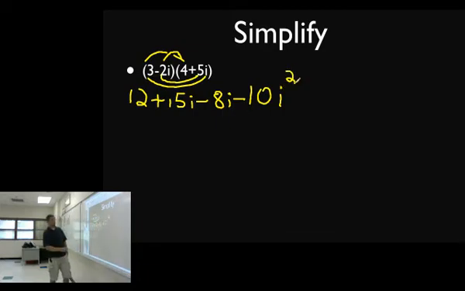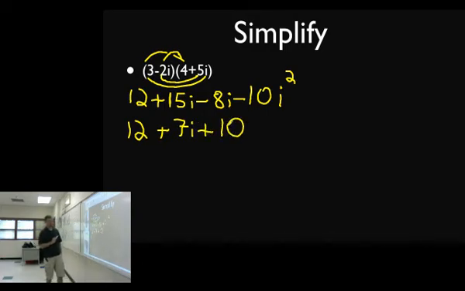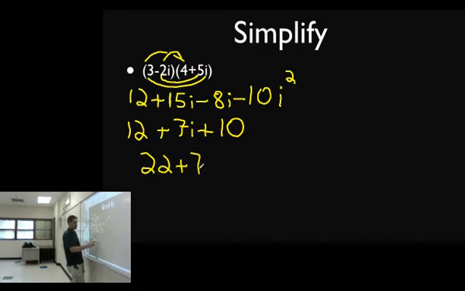Okay, and now we're just going to combine like terms and simplify as best we can here. The first thing I'm going to see is that this 12, nothing's going to happen to it. 15i minus 8i is going to be 7i. We learned earlier on that i squared changes to a negative 1. So that's going to be negative 1 times the negative 10, which is plus 10. And then we've got one more set of like terms. We can add the 12 and the 10. 12 plus 10, at least in this universe, is 22. Plus 7i. And then I think we're as simple as we can get it.